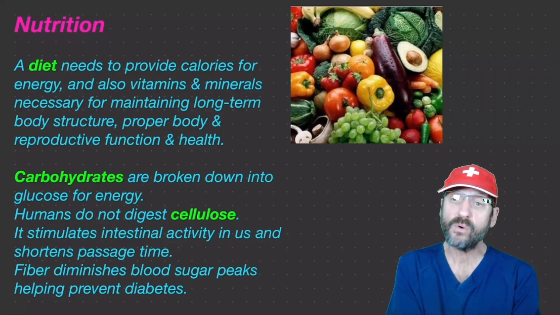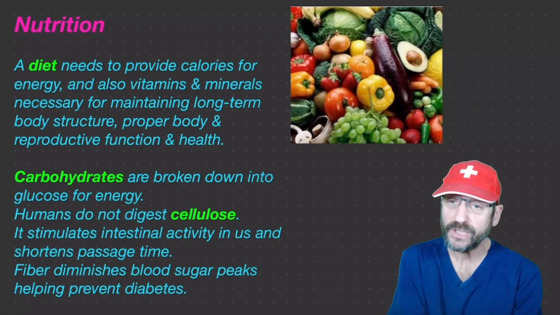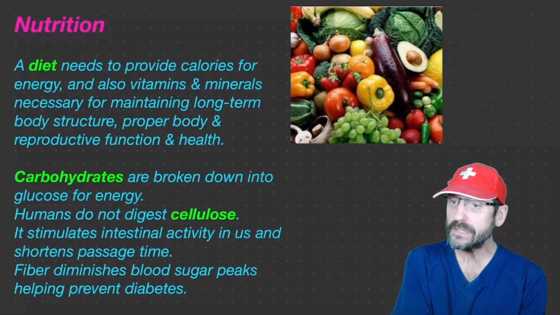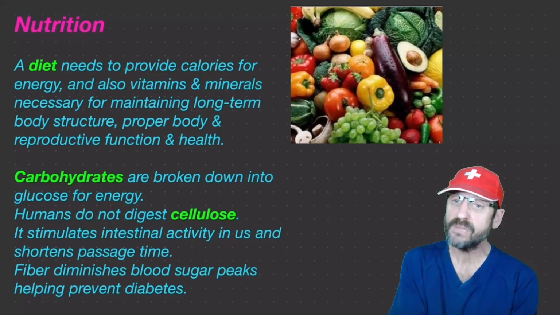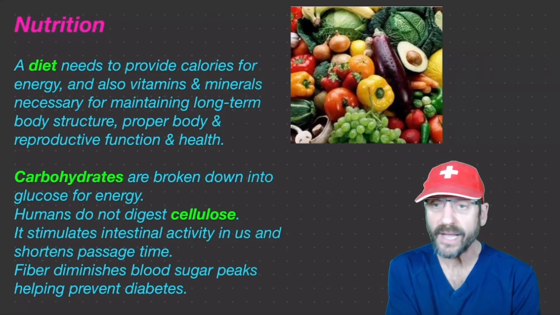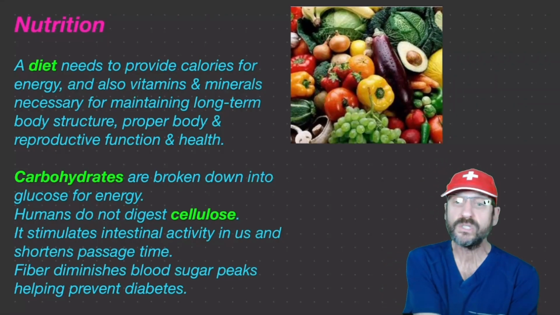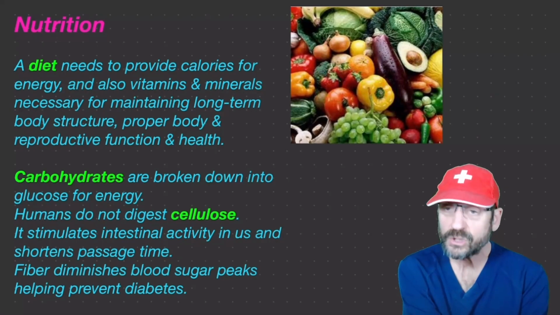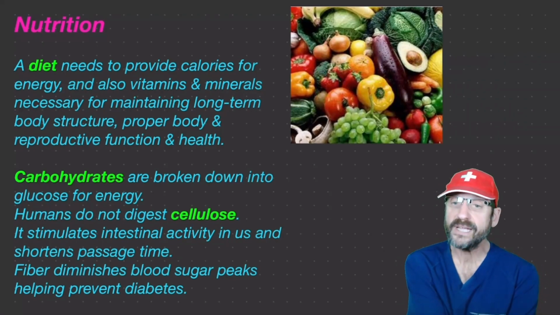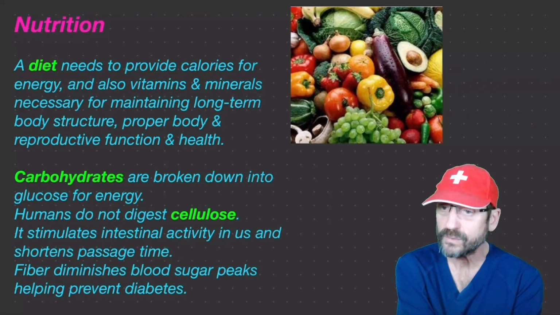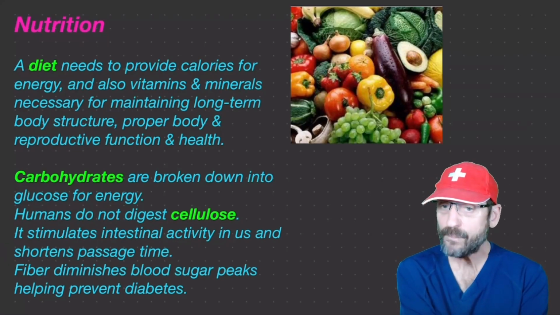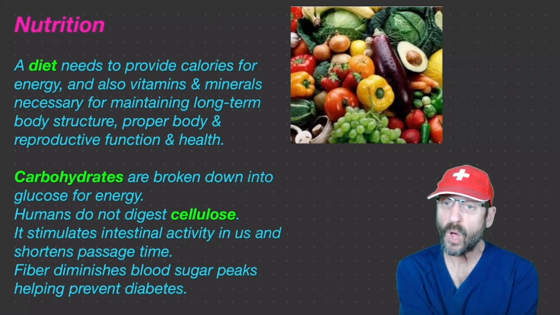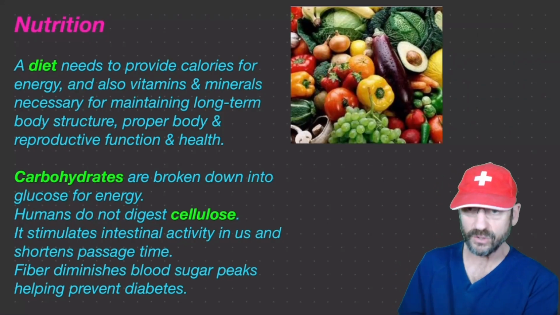Carbohydrates are broken down into glucose for energy. Humans do not digest the cellulose, but what it does in the body is stimulate the intestinal activity and shorten the passage time of food. So when we talk about the carbohydrates, the cellulose, which is the fiber in our food, is very helpful for that, but also it diminishes blood sugar peaks, and that helps prevent diabetes, and that's also very good.